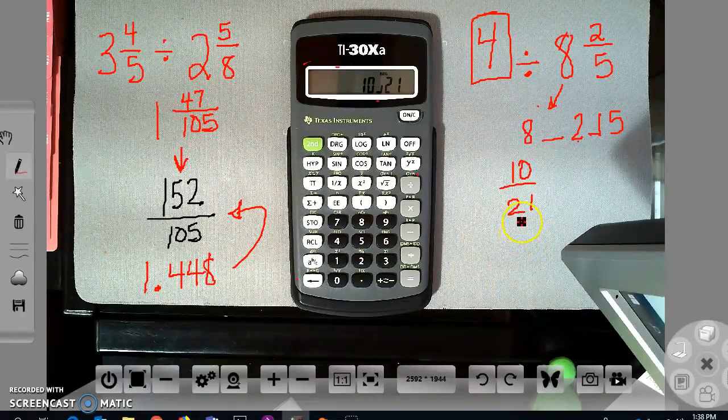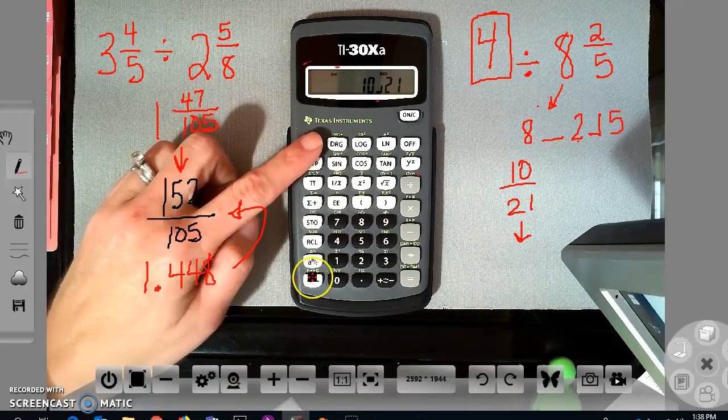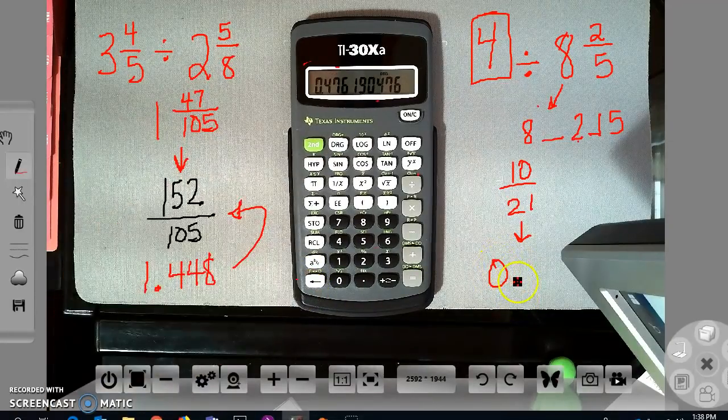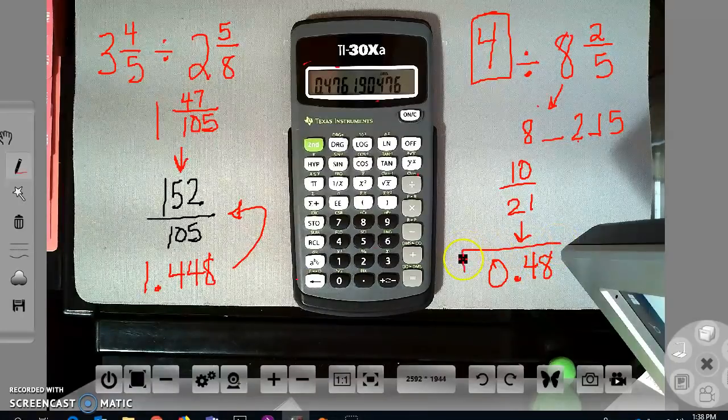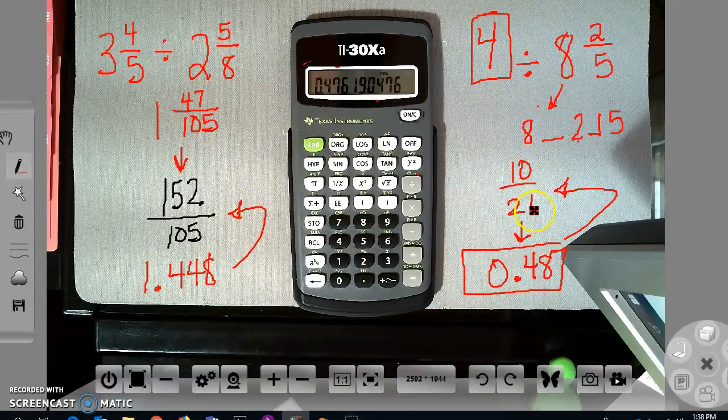To translate that into a decimal, we can press the second button and our fraction button. And that is the decimal for 10 over 21. 10 over 21 is already a proper fraction. We cannot change that into an improper fraction. So we are going to leave it as that.